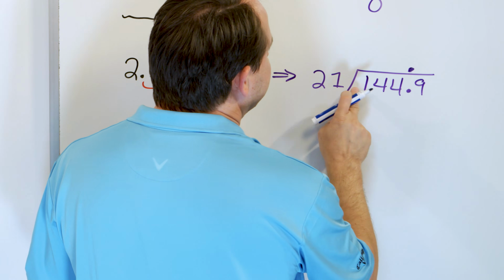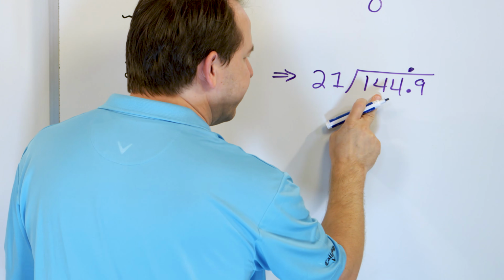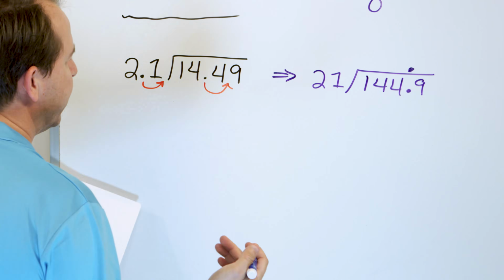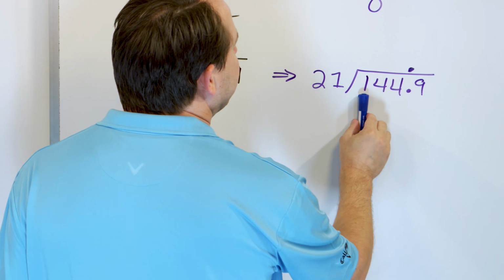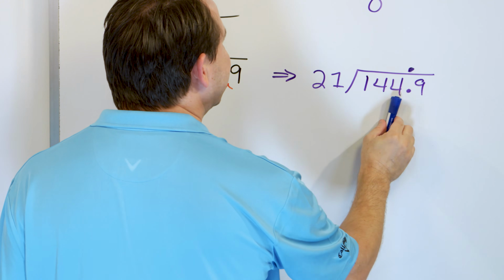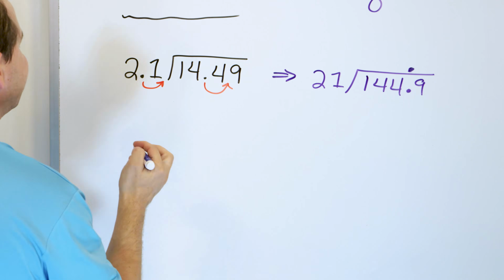21 cannot go into 1. 21 cannot go into 14. It's too small. 21 can go into 144. How many times? I actually don't know.